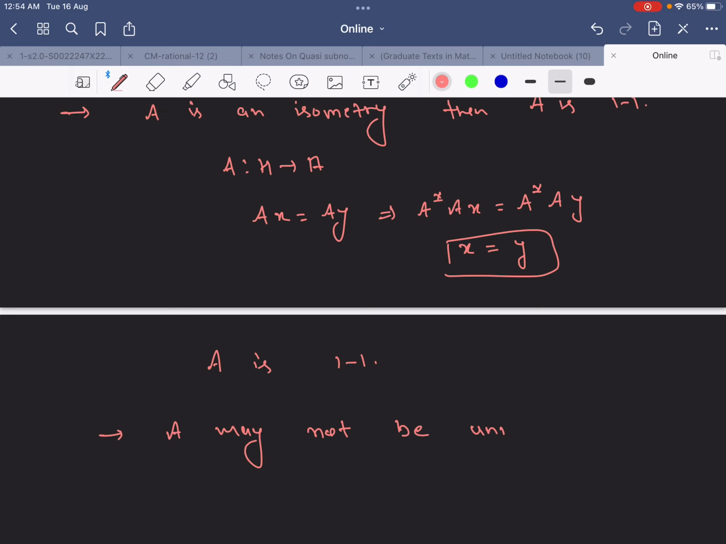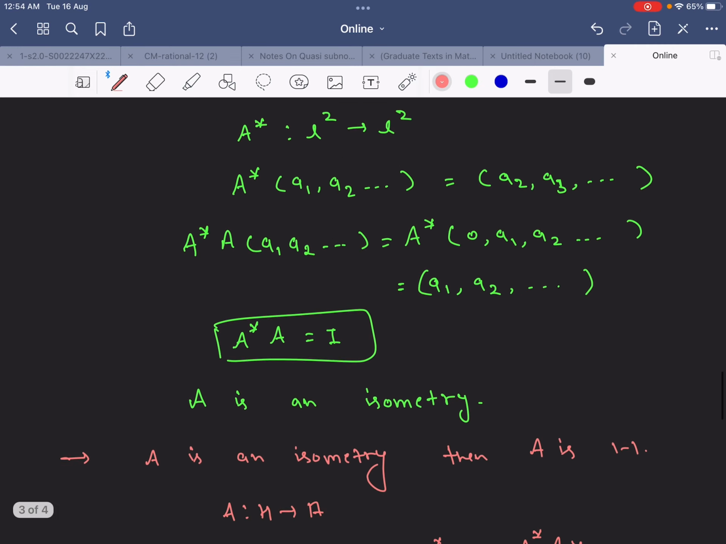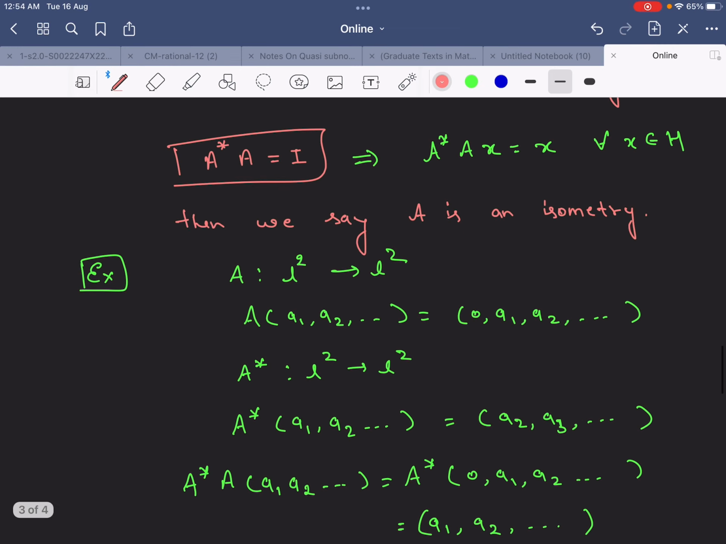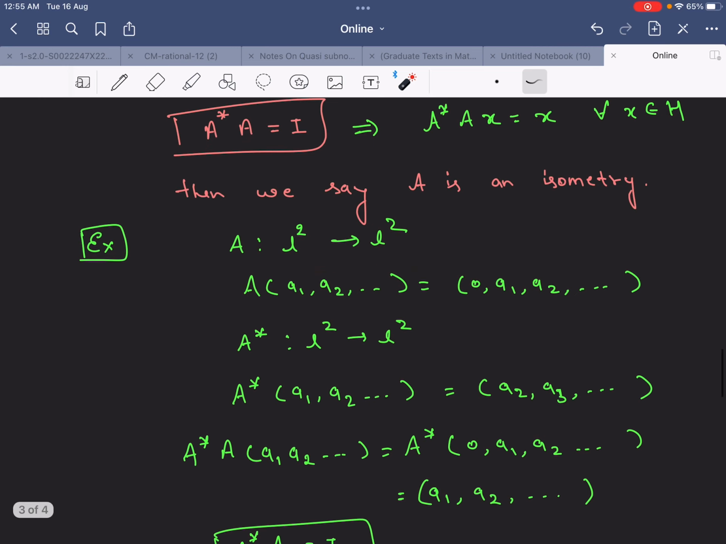So A may not necessarily be unitary, may not be onto. Since we have seen in this case A is from L2 to L2, here if we check, A is not onto. If you check the inverse image of (1, 0, 0, 0, and so on), you will not find any (a1, a2, and so on) which is giving you the value (a1, 0, 0). So that is an example where A is one-one but not onto.